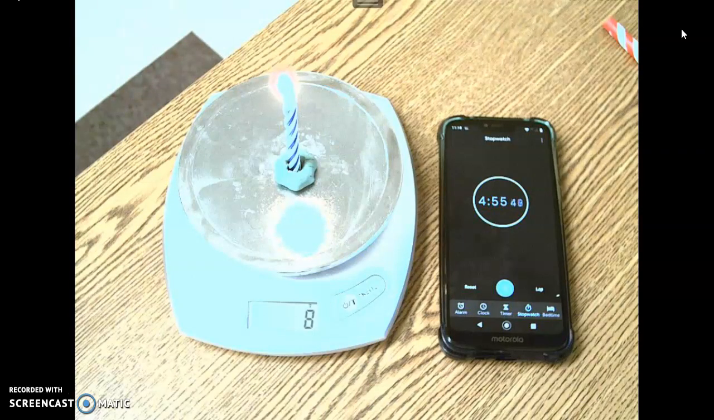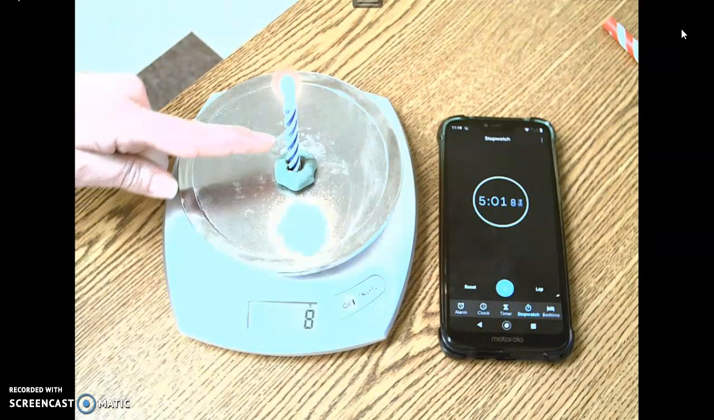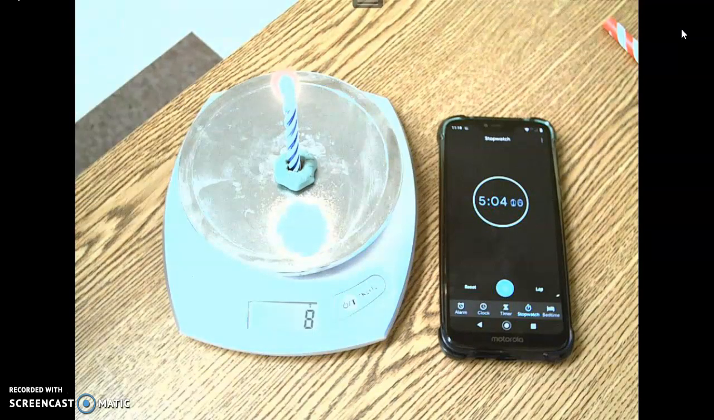Almost up to 5 minutes. I know it would be hard to see on there, but I do have kind of a drip going along the edge right here, kind of dripping down the candle. Candle has gotten quite a bit shorter than when it started.